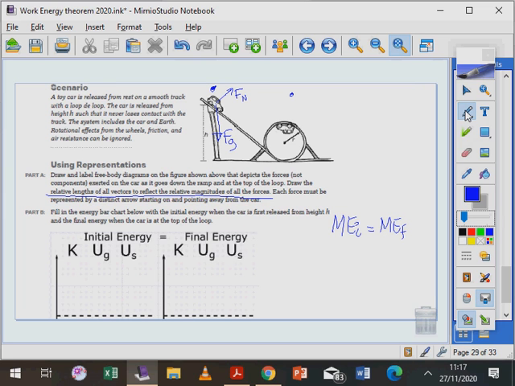You have normal force. Where is it pointing? Downwards. Gravity, and then what else do you have? Gravity pointing where? Which one is bigger? Gravity.